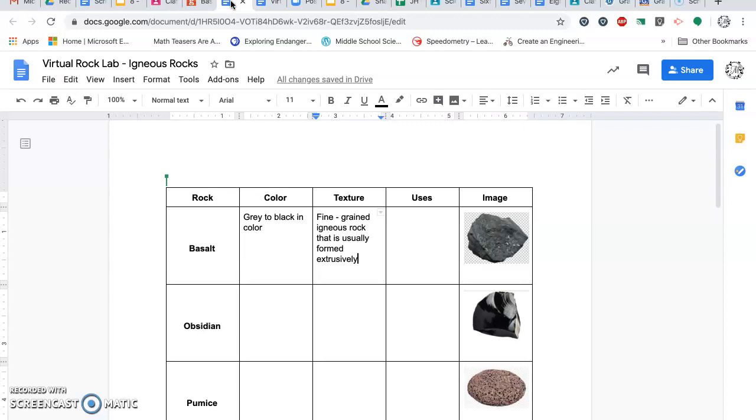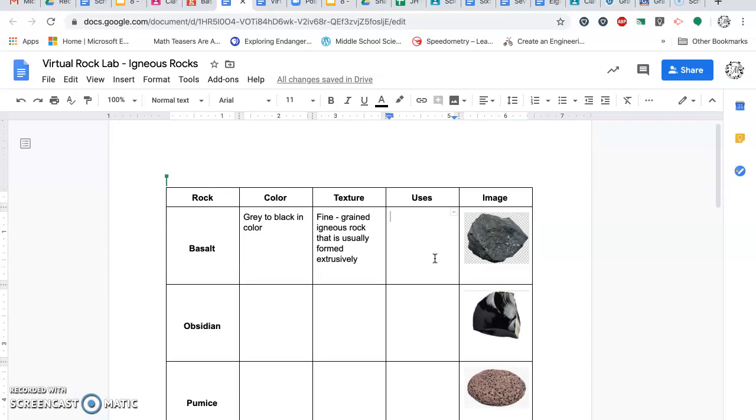Typically, like we talked about in class, basalt is what forms the ocean floor. So we find a lot of basalt on the ocean floor. But I assume you can also find it on the side of a volcano. All right. So something like that. Tell me it's fine grained.